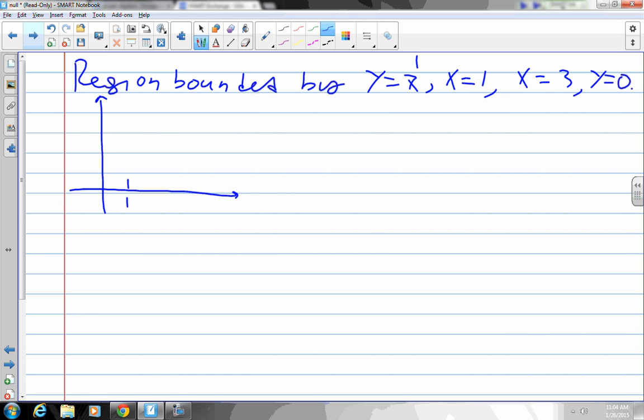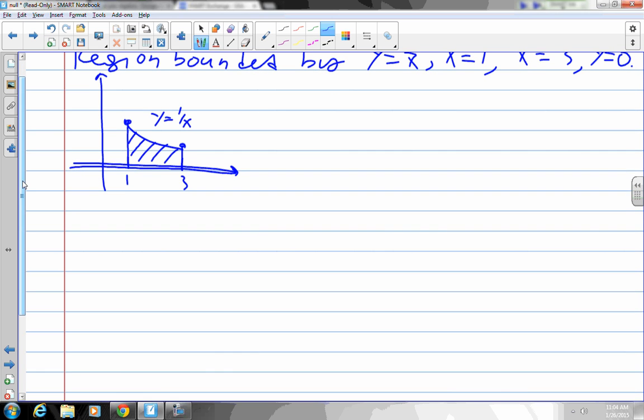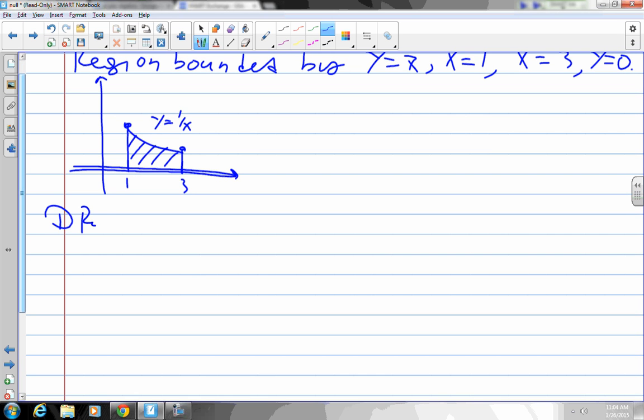So 1, 3, so it's something like that, right? And the 0, so this is the region. So now I'm going to start flipping this region all over the place. So the first thing that I want to do is just to simply rotate around the x-axis.